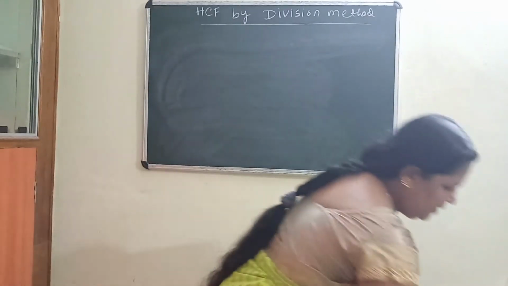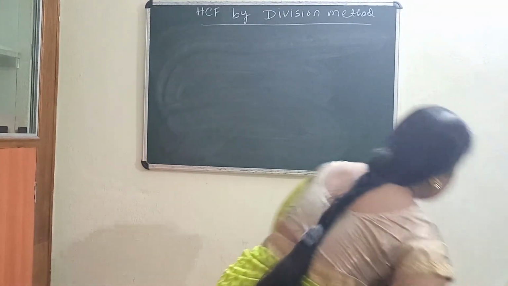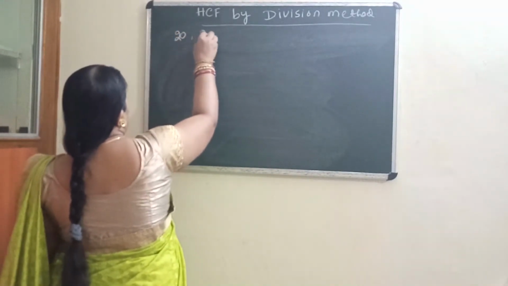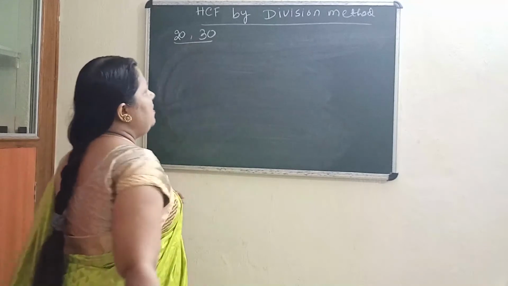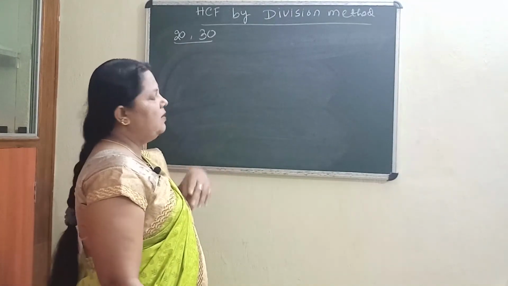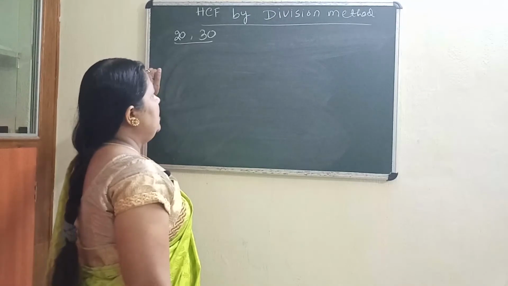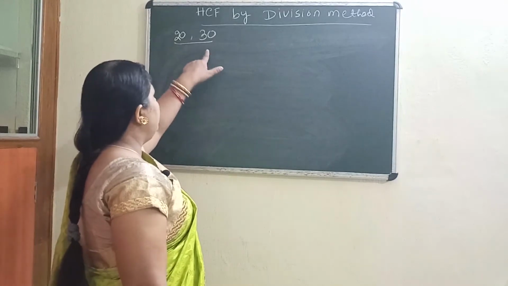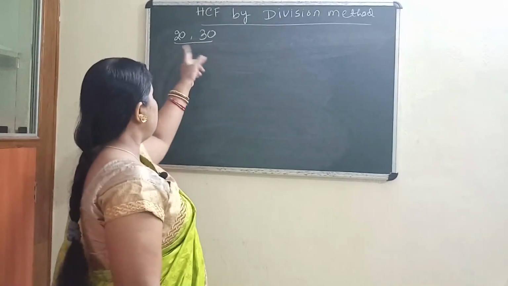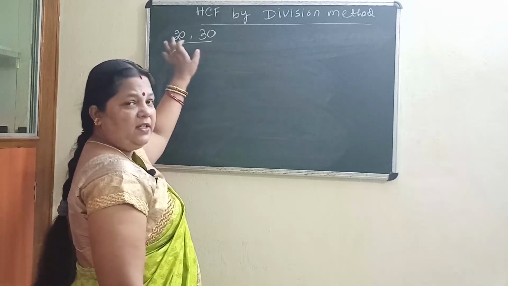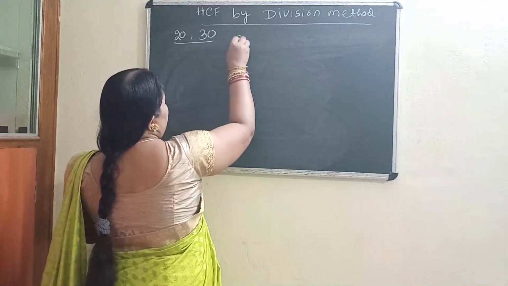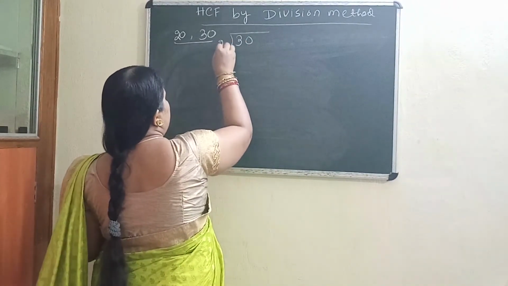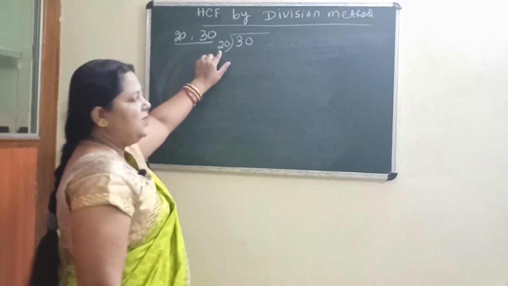Okay, so this long division, I am taking one example. Suppose 20 and 30. These two numbers, let's take 2 numbers, then we will discuss about 3 numbers. So these 2 numbers are given. So what to do? We have to divide the greater number by the smaller number. So in these 2 numbers, which one is greater? 30 is greater than 20. So 30 will be the dividend, and you will divide by the smaller one, that is your divisor 20.